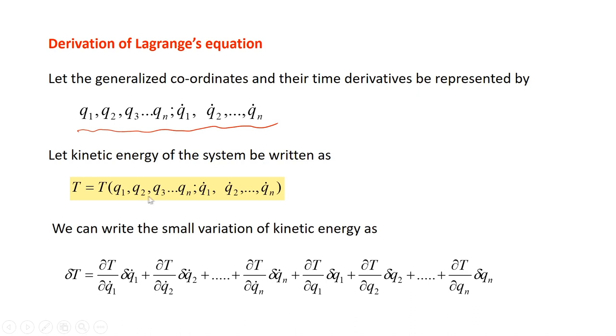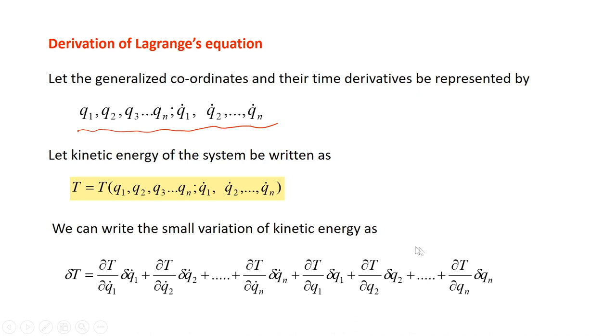Knowing q1, q2, q3 etcetera and their time derivatives q̇1, q̇2 etcetera, we can now write the small variation of kinetic energy as δT = ∂T/∂q̇1 δq̇1 + ∂T/∂q̇2 δq̇2 + ... + ∂T/∂q̇n δq̇n + ∂T/∂q1 δq1 + ∂T/∂q2 δq2 etcetera. These are written following the chain rule of calculus. First we have written the terms related to velocities and then the terms related to displacement.